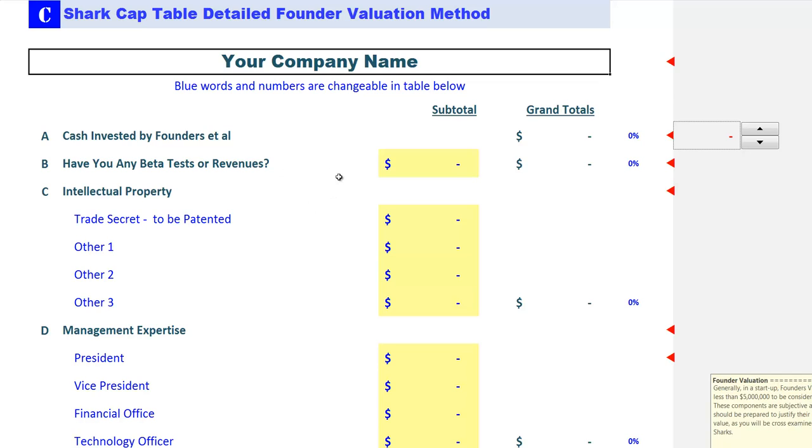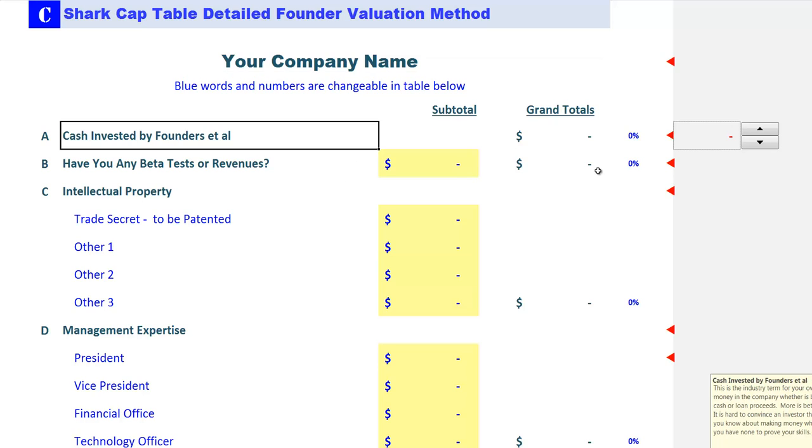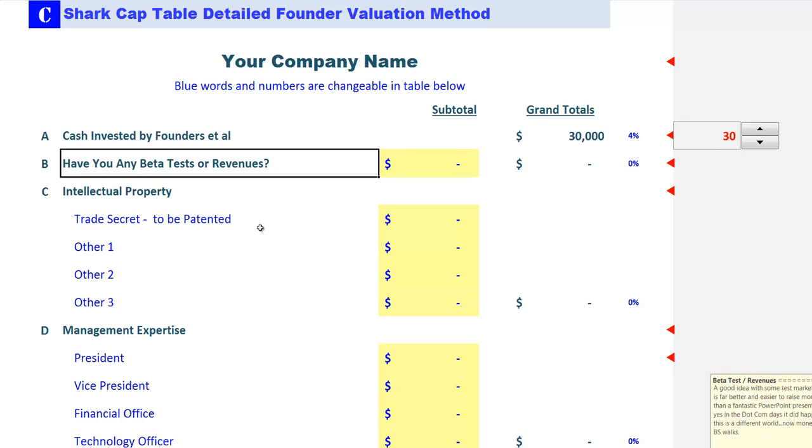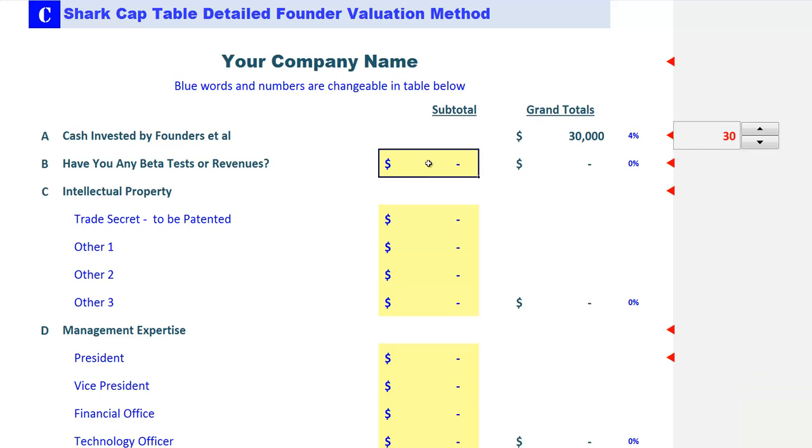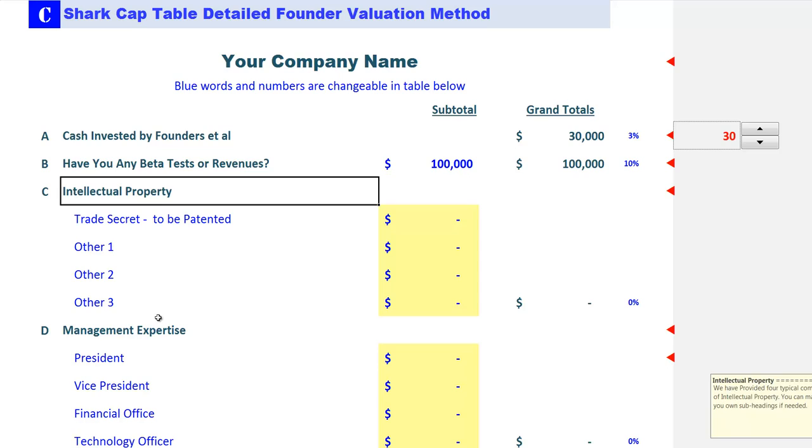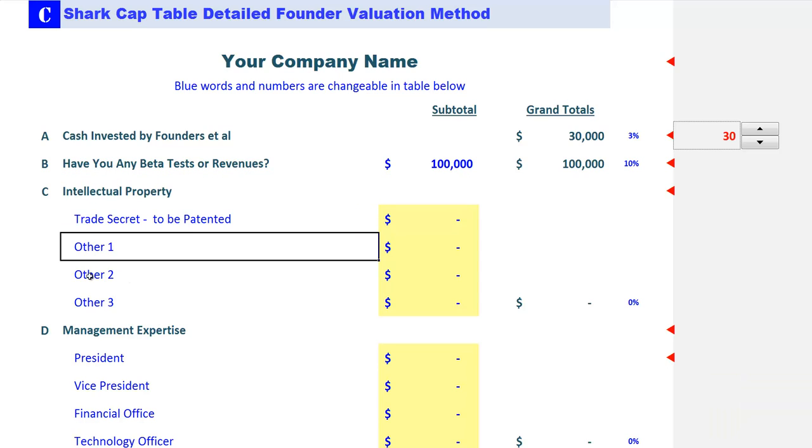So you can put your company name in here, but the key issue is what kind of cash has been invested. Well, maybe you got $30,000 in the deal. Have you any beta test revenues? Well, maybe you've got $25,000. But actually, if you had $25,000, I would suggest multiplying it by 3 or 4 times. So let's give it a $100,000 valuation, because those early test revenues are valuable in determining what your customer likes or dislikes.